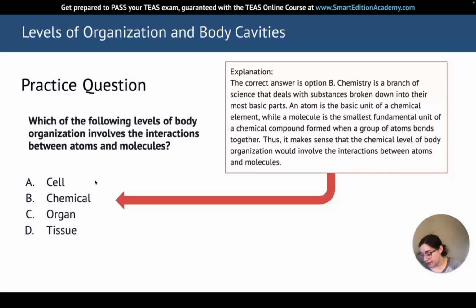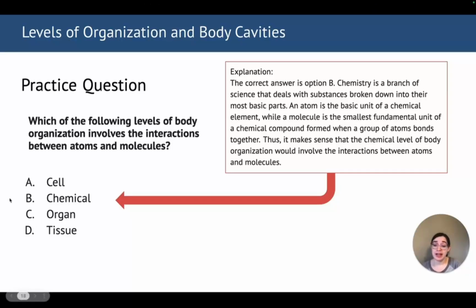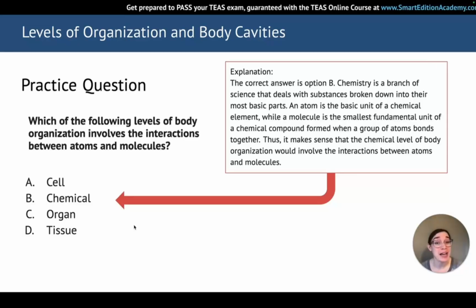So what about these other levels here? Well, remember that a cell is the smallest basic functional unit of life. An organ is two or more tissue types that together perform one or several common functions, while tissues are a group of cells with similar structure and function, as well as extracellular substances between its cells. So none of these other definitions really jive with what we're being asked about in our practice question. The best answer, as we've seen, is option B, chemical. So that is our right answer here.